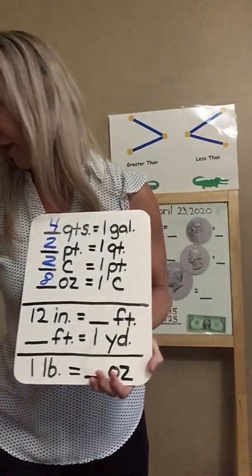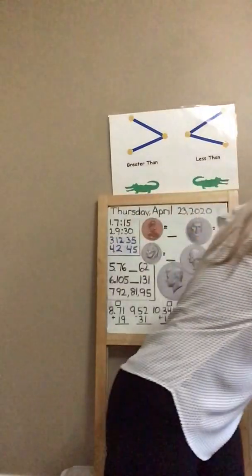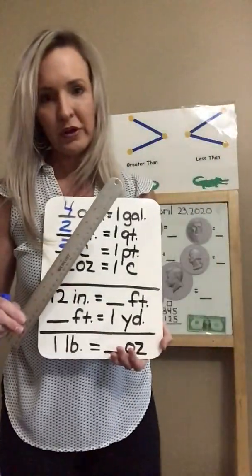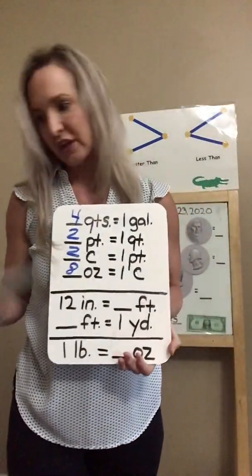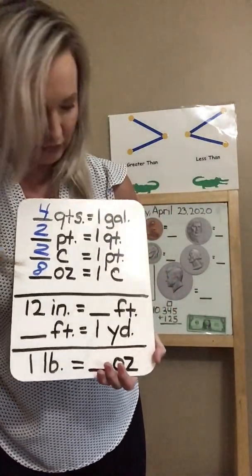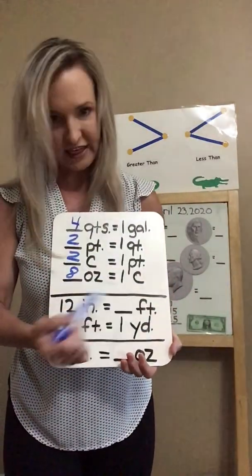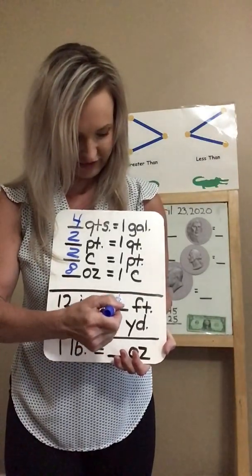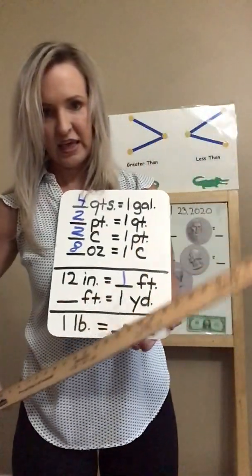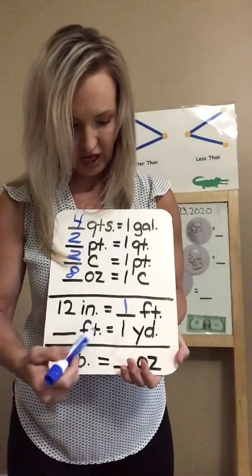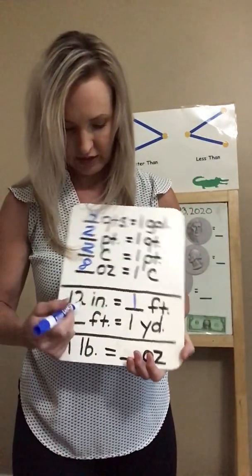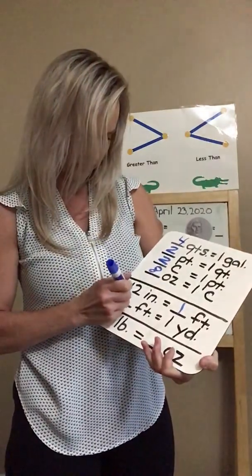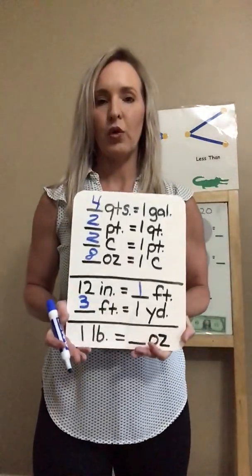We just talked about the ruler, our ruler. How many inches was on my ruler? 12 inches. 12 inches equals, my FT stands for feet, 12 inches equals 1 foot. Very good. Now, how many feet equals 1 yard? Can you help me fill that in? How many feet equals 1 yard? Oh, I hope you said 3. 3 feet equals 1 yard.